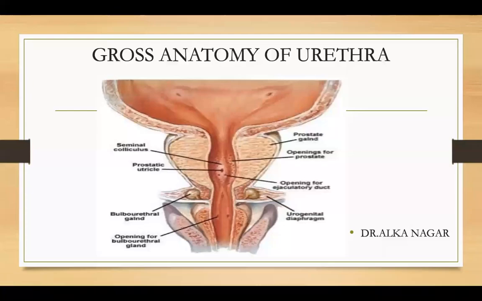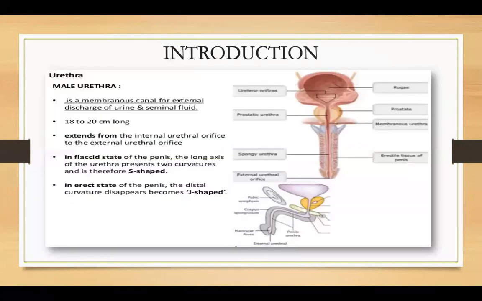Today's topic is gross anatomy of urethra. Male urethra is a membranous canal for external discharge of urine and seminal fluid. It is around 18 to 20 centimeter long. It extends from the internal urethral orifice to the external urethral orifice.